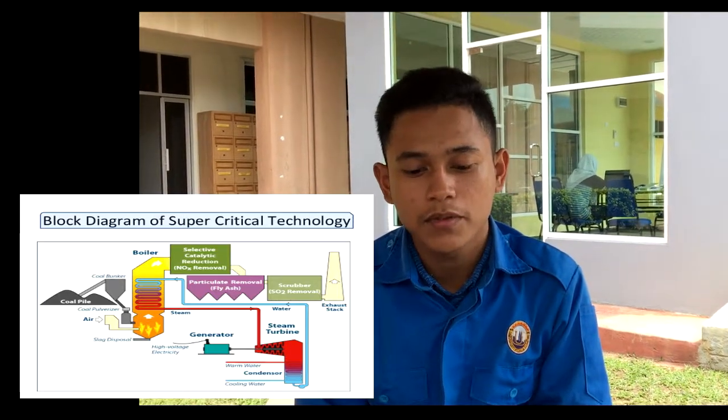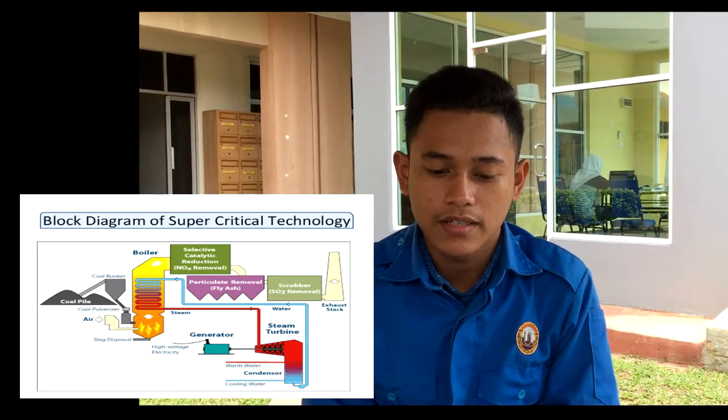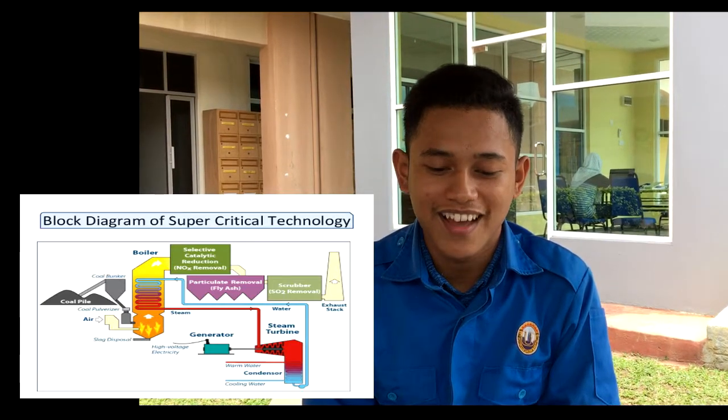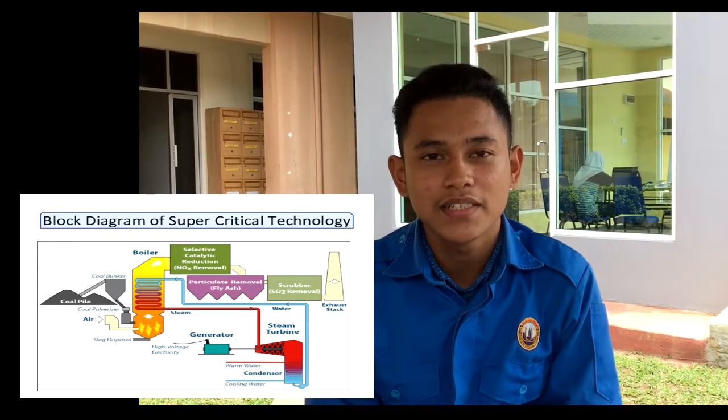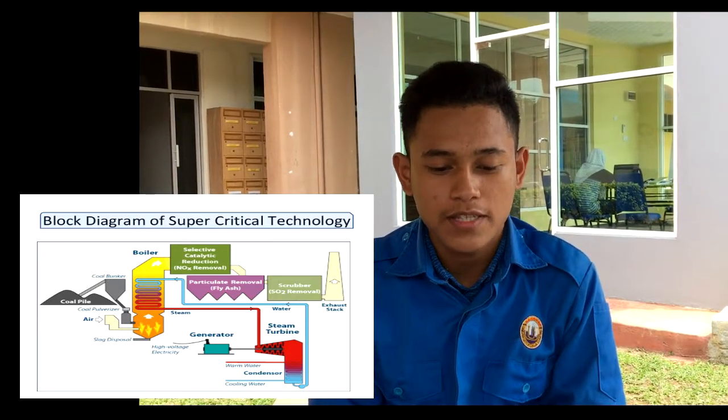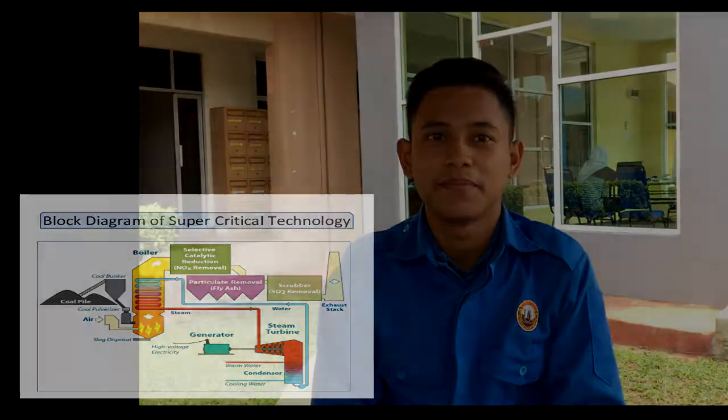Steam exhausted from the turbine condenses in the condenser, rejecting unavailable heat energy. And then lastly, a pump delivers condensed water from the condenser back to the boiler. That's all.